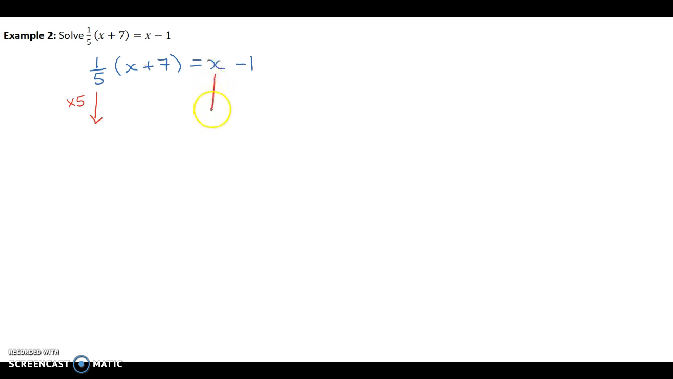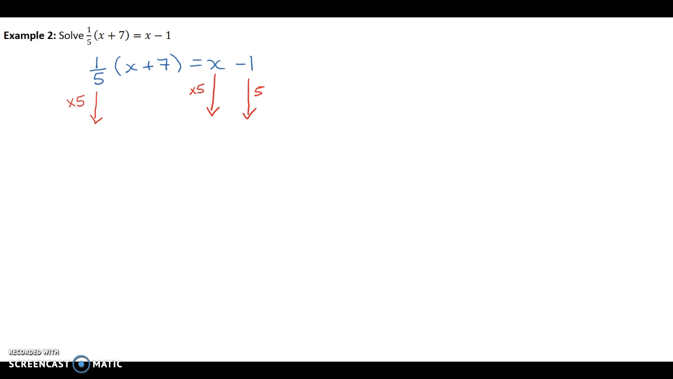But this x has to be multiplied by 5, and this minus 1 has to be multiplied by 5 as well. Okay? So I don't know why I wrote down minus 1 there. Let's try that again. Minus 1 has to be multiplied by 5. So, let's do that then. Sorry for the interruption. We're going to multiply here by 5 because 5 is on the bottom of the fraction.